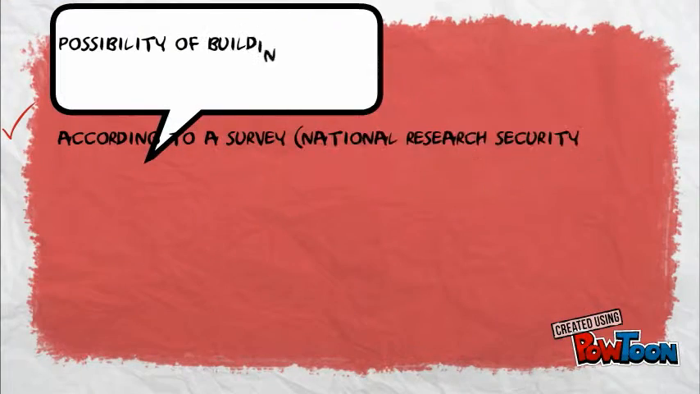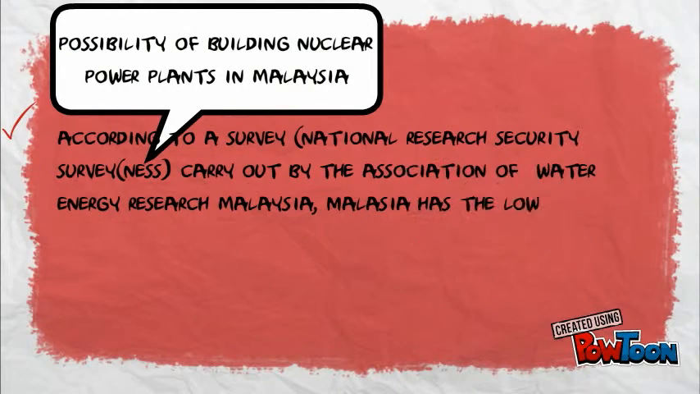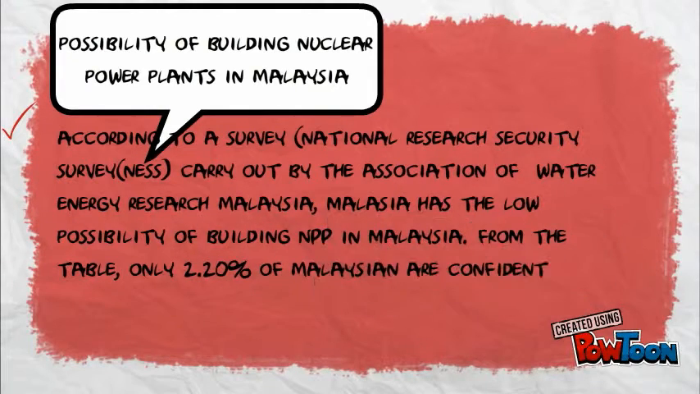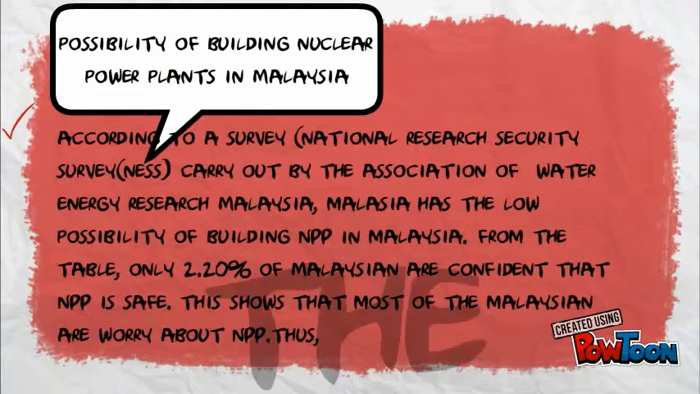According to a survey carried out by the Association of Water and Energy Research Malaysia, only 2.2% of Malaysians are confident that nuclear power plants are safe. This shows that many Malaysians are worried about nuclear power plants. Thus, the possibility of having nuclear power plants in Malaysia is low.